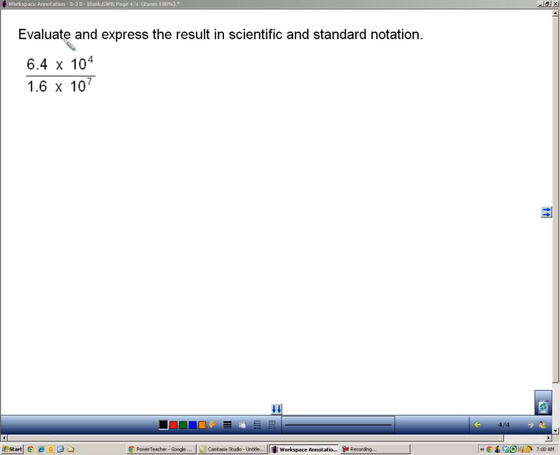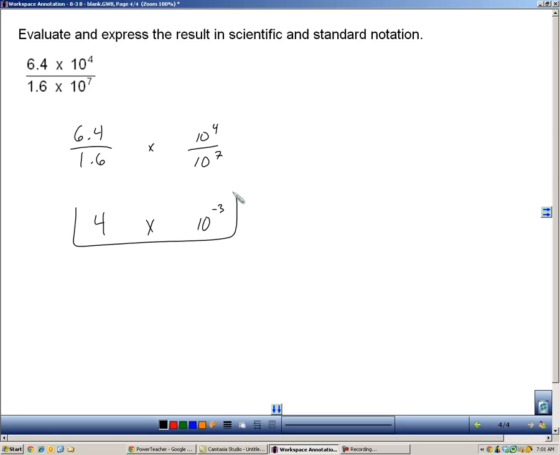Here's our last expression using division again. So we'll divide 6.4 by 1.6 and divide 10 to the 4th by 10 to the 7th. Well, 6.4 divided by 1.6 is a 4. And here when you divide bases, you subtract exponents, so you get 10 to the negative 3rd. Is this a scientific notation number? Yes, it is. So that's my answer. And then 10 to the negative 3rd means we go to the left 3 times. So 0.004 would be the answer in standard notation.